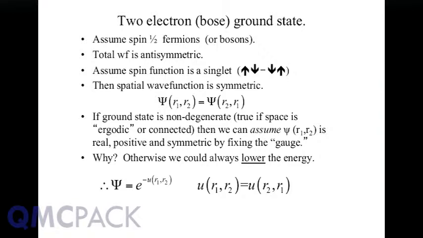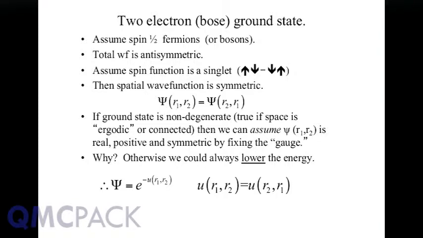That means the spatial wave function is symmetric, and that's why we call it bosonic, right? Now, if the ground state is non-degenerate, which is usually the case because it's true if the space is connected. Where would be a case if it wasn't connected? If you have two hydrogen atoms infinitely far apart, that would not be ergodic because there's no way the electrons can get from one atom to another atom.